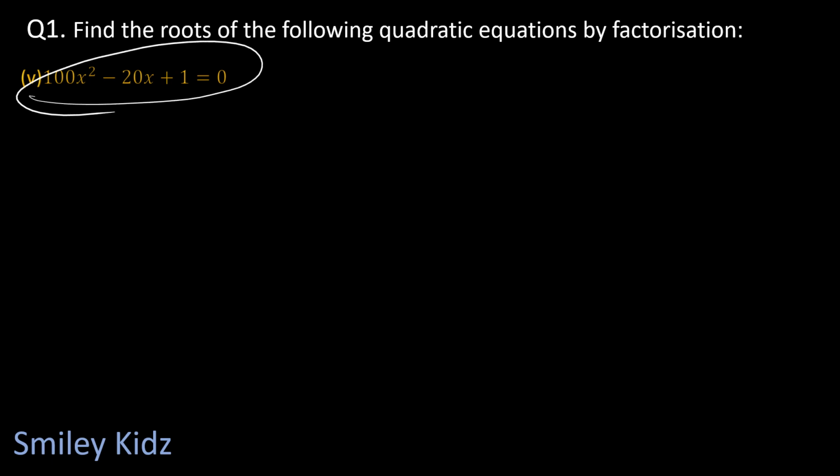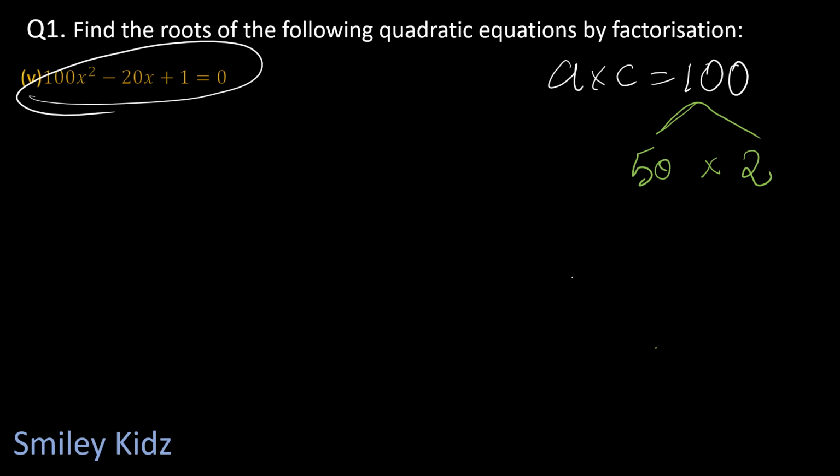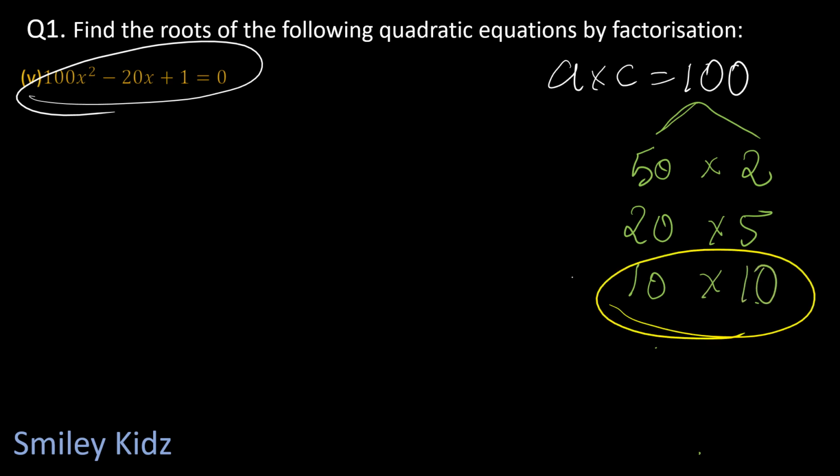Moving on, we have 100x square minus 20x plus 1 equal to 0. So here my a into c is 100. So what factors can we have in order to get minus 20, that is the value of b, in order to complete our splitting of middle term method? So here I can have 50 into 2, and they can have 20 into 5, or simply you can have 10 into 10, and so on. But here I can find that 10 into 10 is far more accurate than any of them.